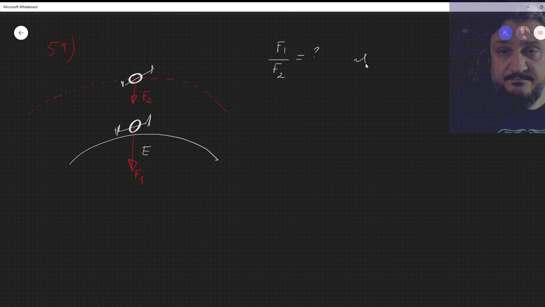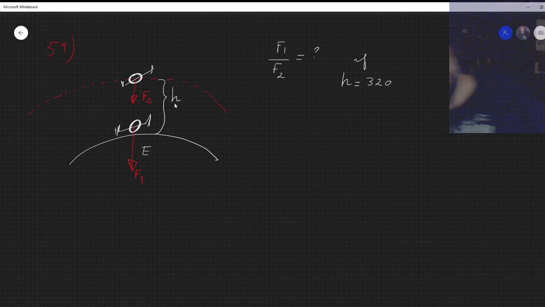If the altitude of 320 kilometers. Let's give it a name, altitude. Let's call it H, like height, altitude, right? 320 kilometers. It's this length here, this altitude, H. Height above the ground, right? That's H. 320 kilometers.